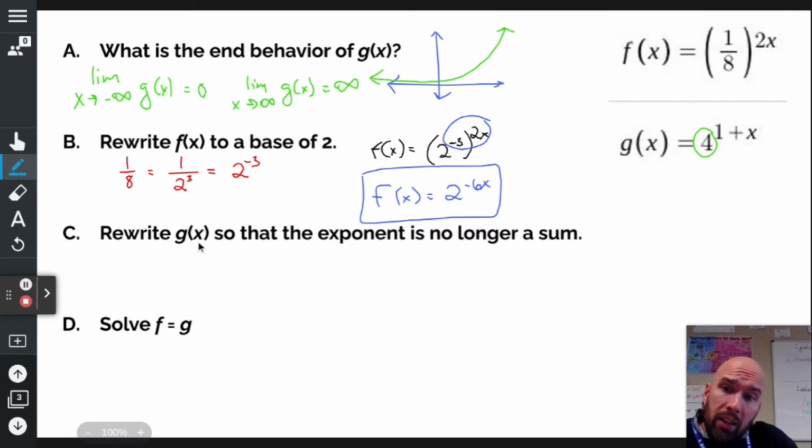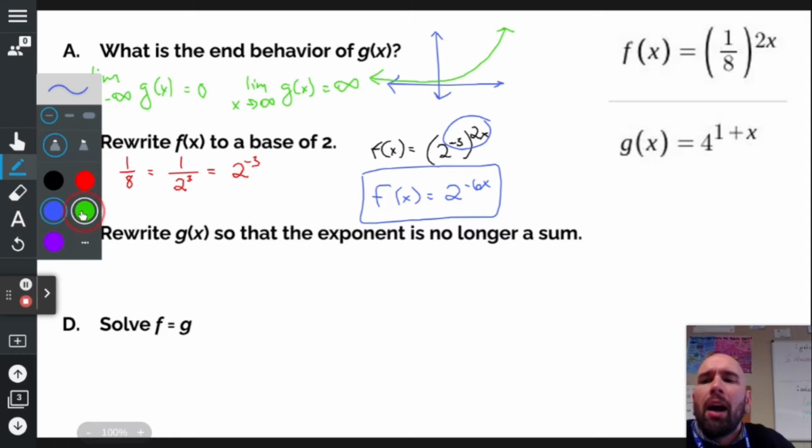Rewrite g of x so that the exponent is no longer a sum. Okay, well, g of x looks like this, and the exponent is a sum. So we have to work our way backwards. We have to think, what must have happened to get something where I have 4 to the 1 plus x power? What must have happened that you are adding exponents?